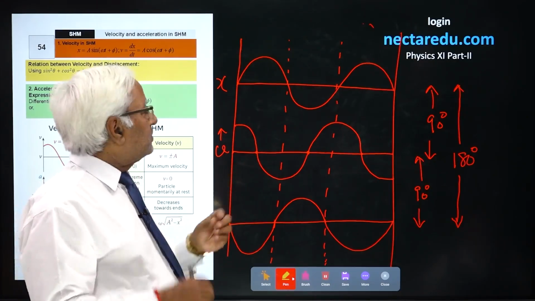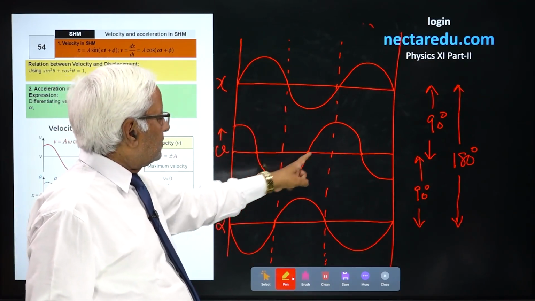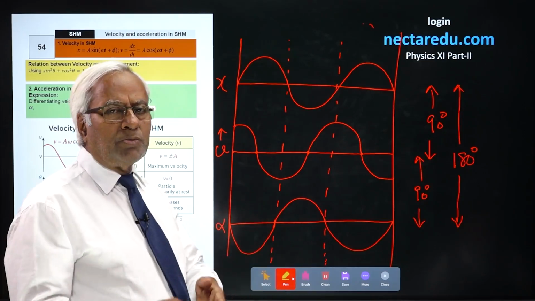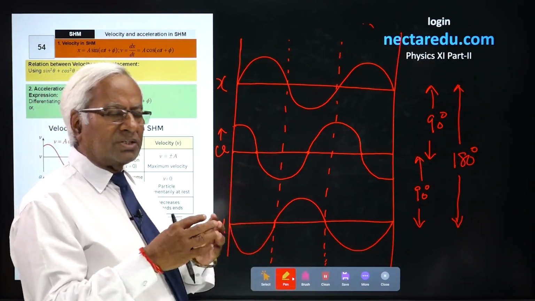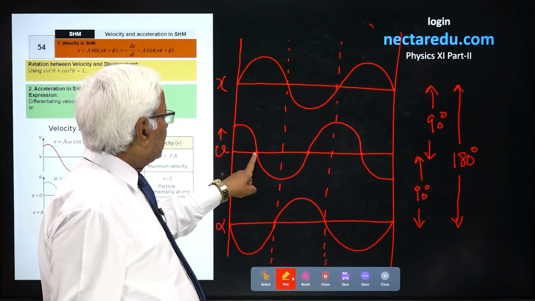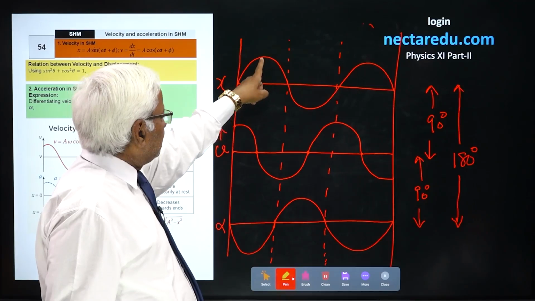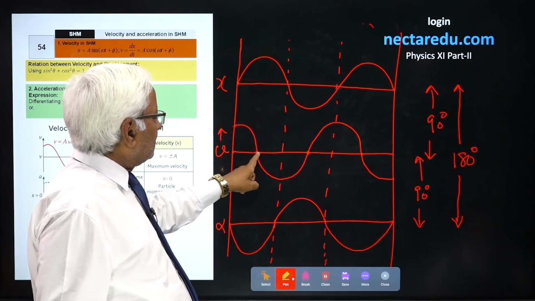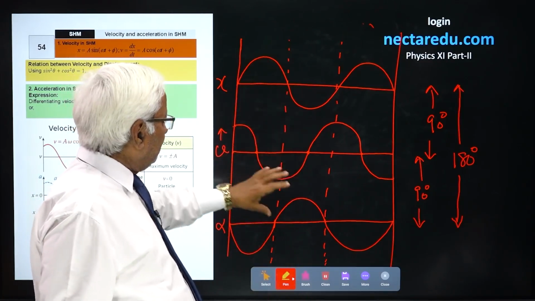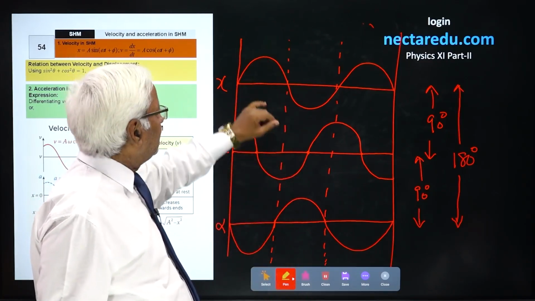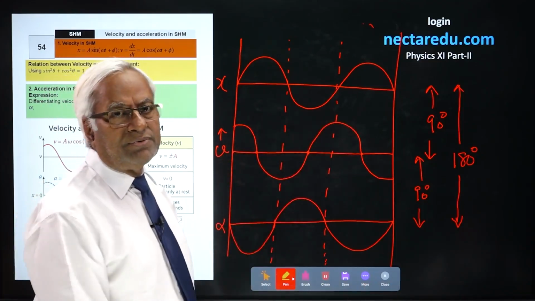In the mean position, the velocity is maximum. Whenever there is mean position, the velocity becomes maximum. This could be this side or that side. That means on either side, the velocity will be maximum in the mean position. And when this is the extreme position, in that case you find velocity becomes 0. So, velocity and x 90 degrees, velocity and acceleration 90 degrees, x and α they have 180 degrees phase difference.